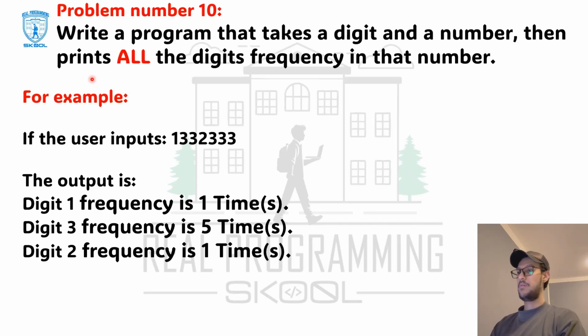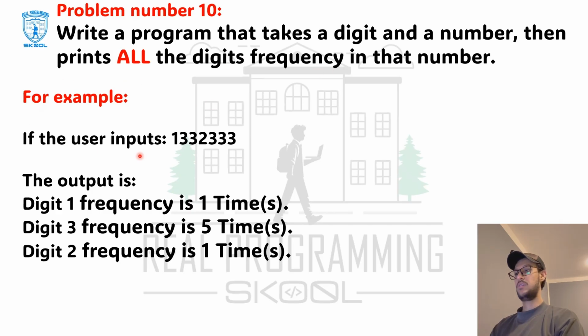Today we're going to have problem number 10. It's to write a program that takes a digit and a number, then prints all the digits frequency in that number. In the previous problem, we just wanted to print one digit frequency in that number. But in this problem, we want to print all the digits frequency in that number.